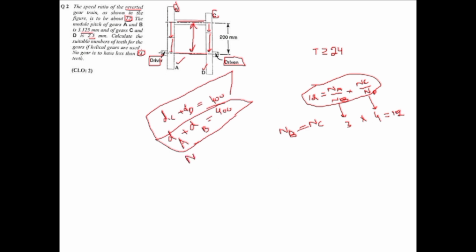So another equation is NA divided by NB is equal to 3, and NC divided by ND is equal to 4. By rearranging this equation, you will get NA is equal to 3 NB, and by rearranging this equation, NC will be equal to 4 ND.